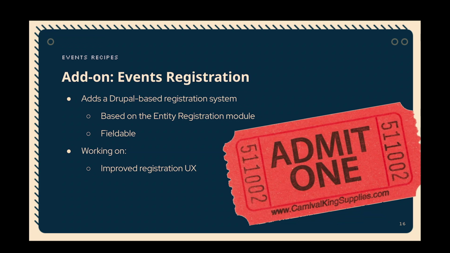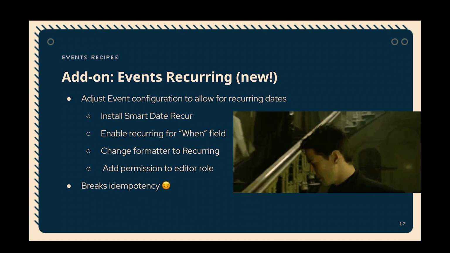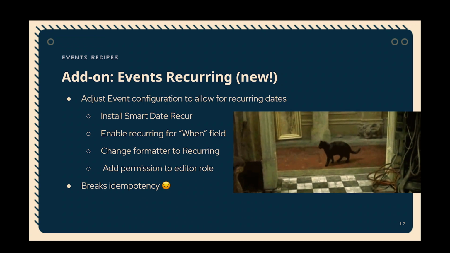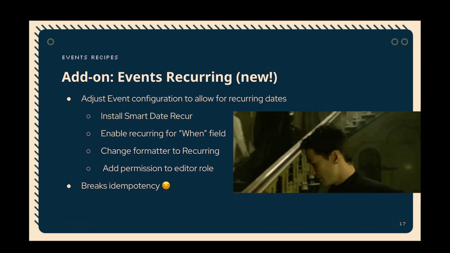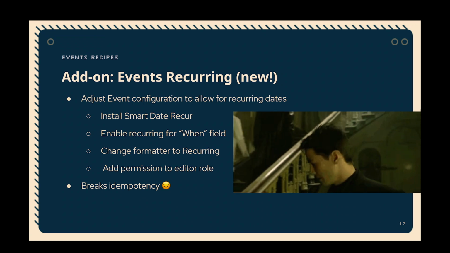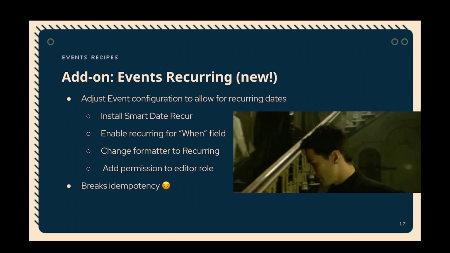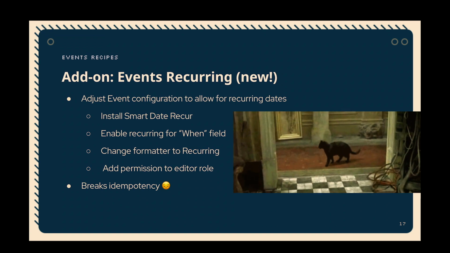The events registration that we saw is actually using the Event or Entity Registration module. It creates those fieldable entities, and then on any particular event you can select which registration flow you want to use. And then the last one is events recurring, so it's the newest of those events recipes. It goes through these specific steps. Again, if you knew what you were doing, you could make these changes by hand, probably in just a few minutes. But the challenge is that not everyone knows exactly what changes need to be made, and so applying this one recipe gets you set up for recurring events.